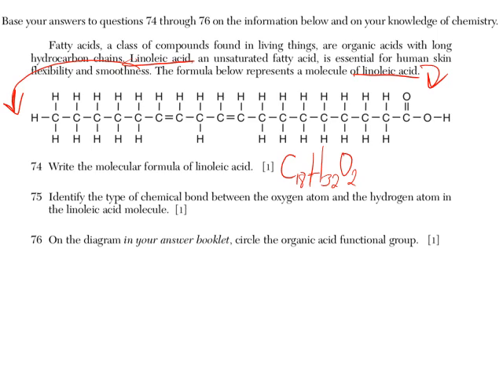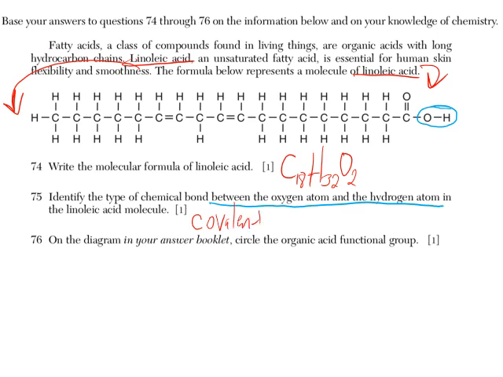atom in the linoleic acid molecule. So the type of bond between the oxygen atom and the hydrogen atom. That means I have to have an oxygen and hydrogen bonded somewhere, and I see it right here. There's only 2 oxygens, so the oxygen and hydrogen right there, that's the only place I have an oxygen and hydrogen bond. So it says identify the type of chemical bond. A couple different options here. They're both nonmetals, so you could just write covalent.